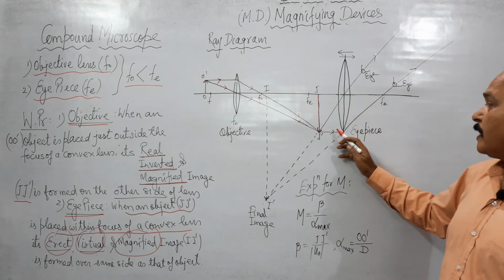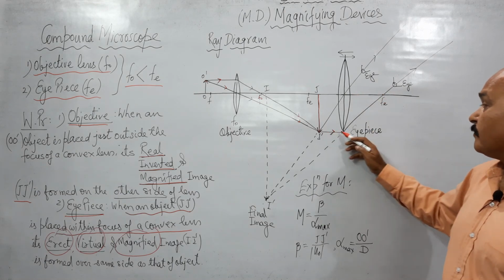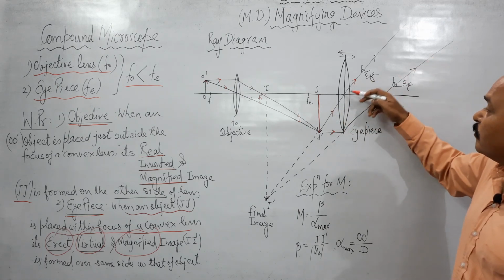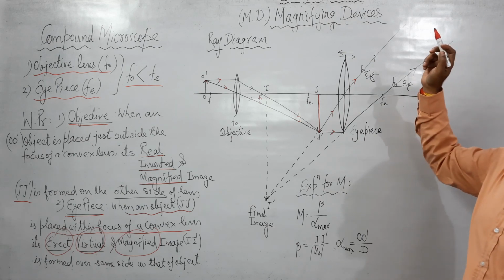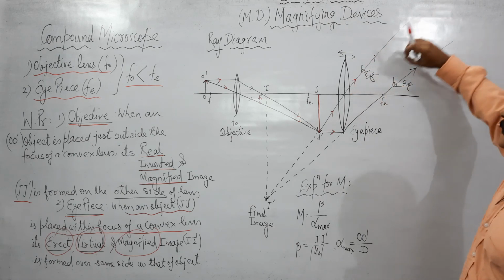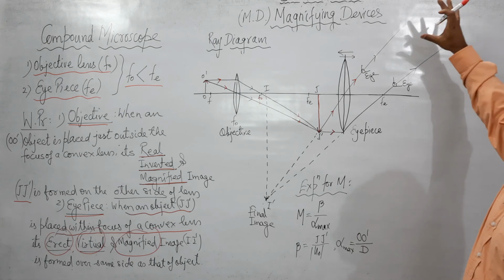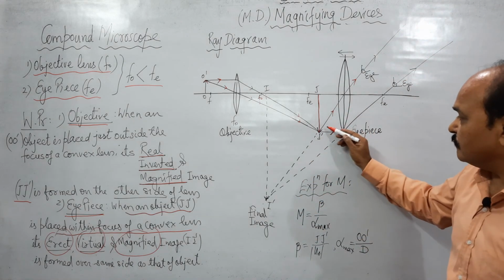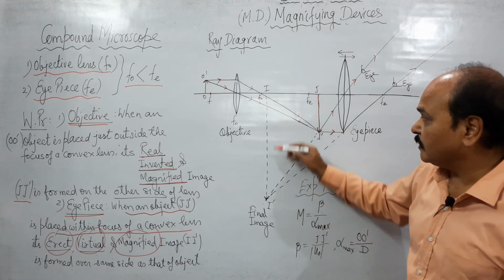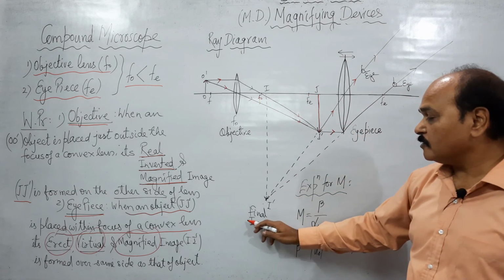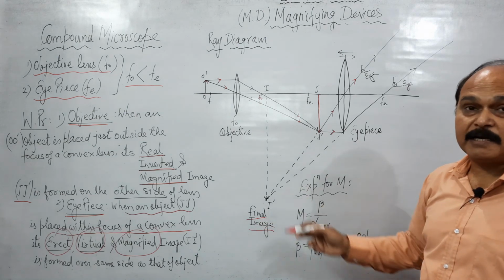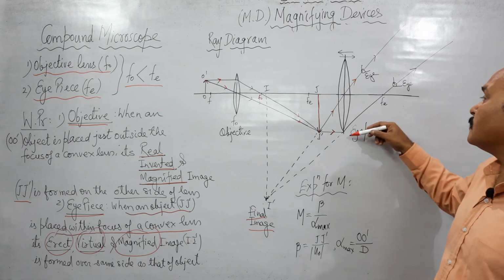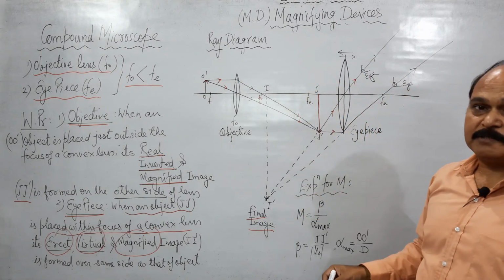So what happens? The parallel ray after refraction passes through the focus, and the other ray which passes through the optical center moves without any deviation. Both these are diverging rays. These diverging rays would never meet on this side. So when these rays are extrapolated backward, we see that both these rays meet somewhere here, and this is your final image, I dash. So this is JJ dash, the object for the eyepiece, and this is the final image.